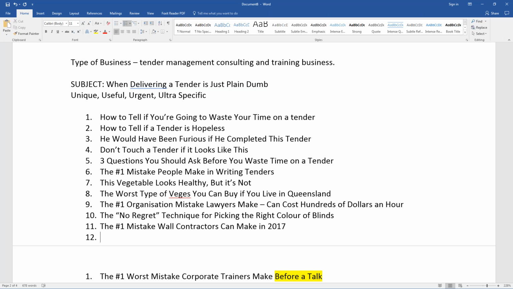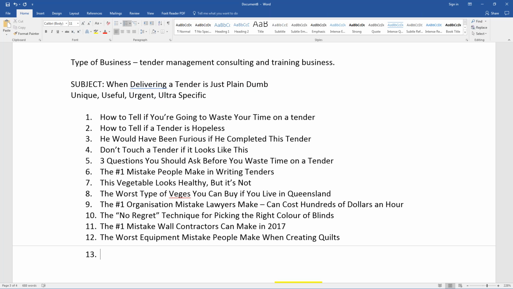So Tracy, machine quilting supplier of products and equipment. So you're supplying products and equipment to machine. So I imagine this is to companies that make quilts or something like this. The worst equipment mistake people make when creating quilts. So that's one.